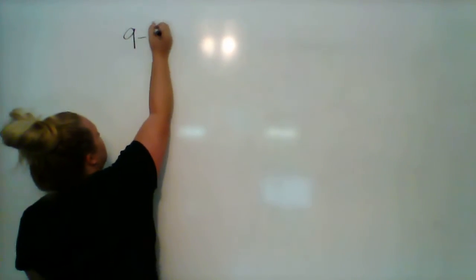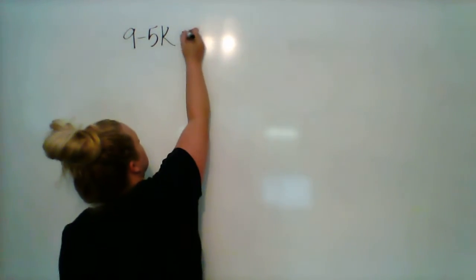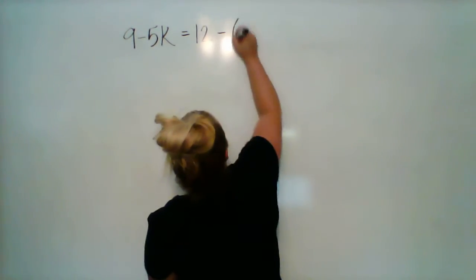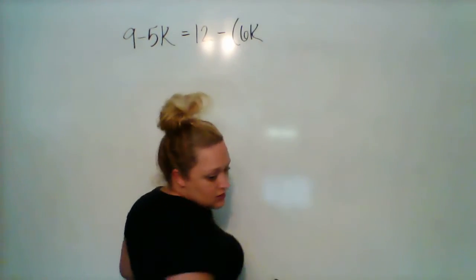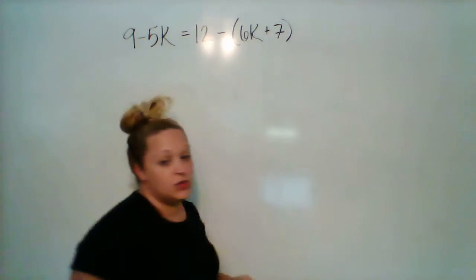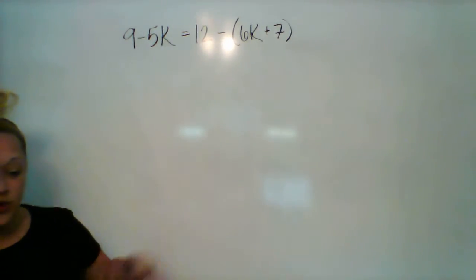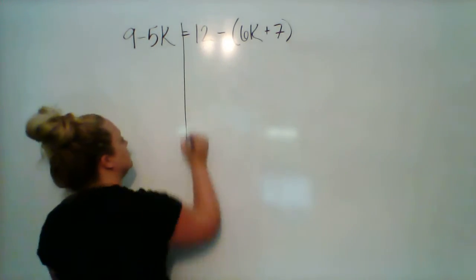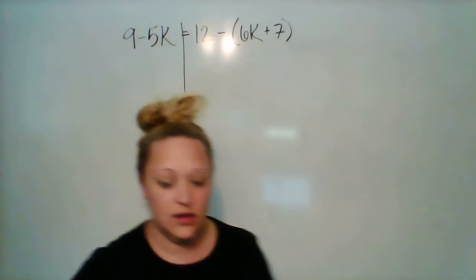Okay. So we're in 4, so go ahead and write it down. I have 9 minus 5k equals 12 minus parentheses 6k plus 7. All right, so we're going to do exactly like we've done in problems 1 through 3, and we're going to do it in 4. Where there's an equal sign, you draw a line. Okay, so go ahead and do that.